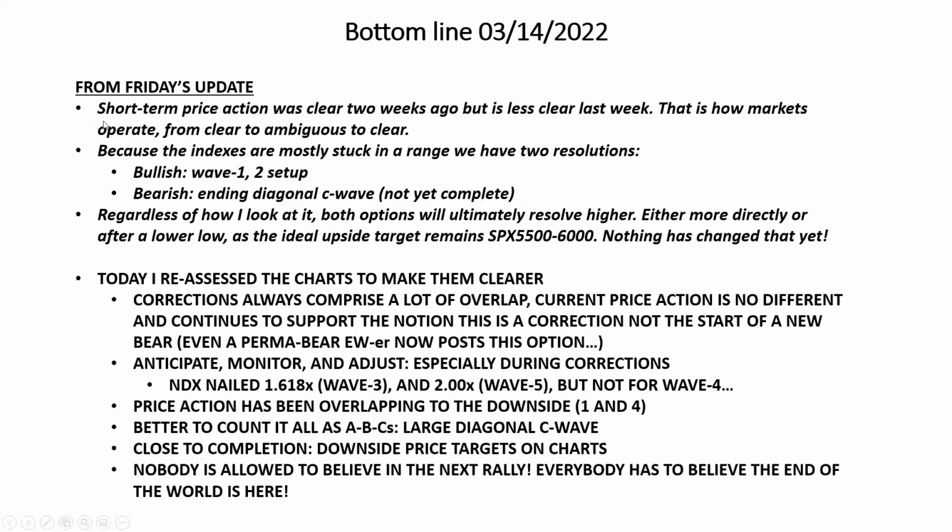That said, on Friday, the short-term price action was clear 2 weeks ago, less clear last week. So the markets operate from clear to ambiguous to clear, etc. So I had the wave 1, 2 set up or the ending diagonal C wave not yet complete. Well, the Nasdaq and Nasdaq 100 have shown the diagonal C wave is not complete, but again, both options will ultimately resolve higher. Still looks like the diagonal pattern is in play.